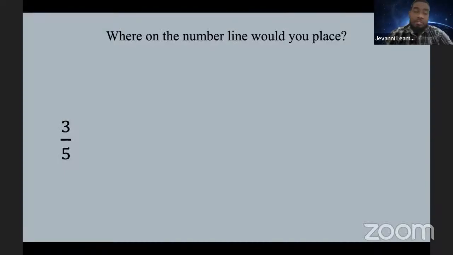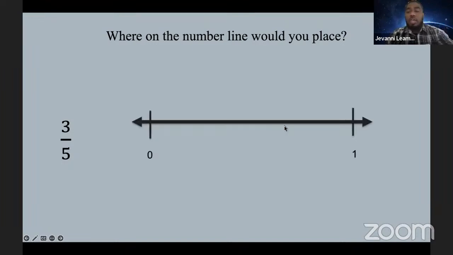Continue. So again, on the number line, we had highlighted that 3/5 is a proper fraction and so on. Now, we're going to look at the number line. So we have a number line ranging from 0 to 1.